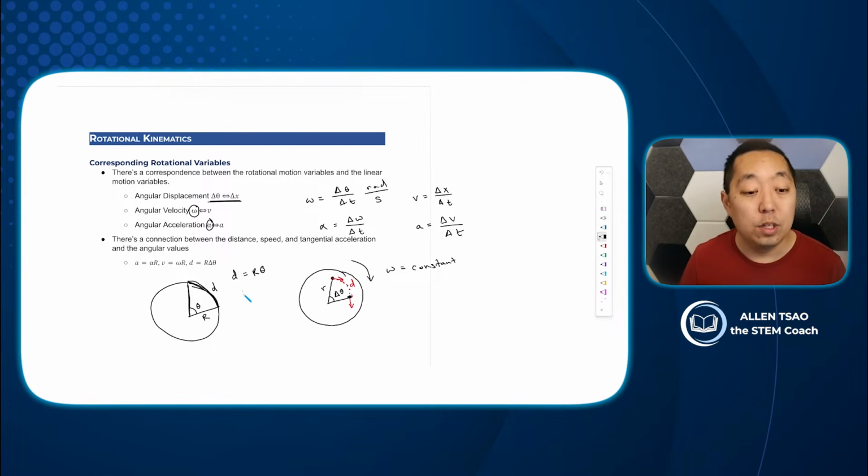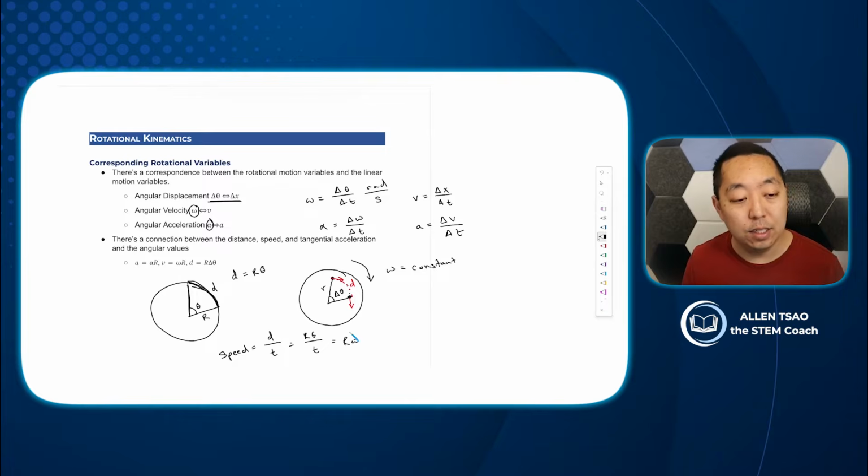Now, the rate of change, like the speed, is our distance divided by time, right? This is the tangential speed that we're moving at here. The distance is r theta over t, and that theta over t we write as angular velocity. So the speed, this v here, by the way, is speed, not velocity as a vector. The direction is changing because we're moving in a circular path. But the speed, the magnitude of the velocity, is going to be omega times r. That's where this comes from.